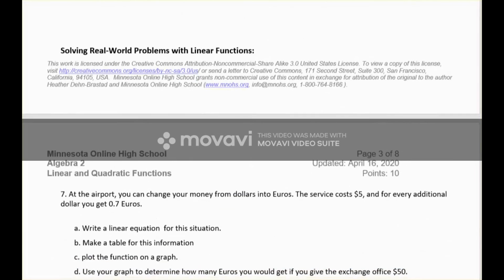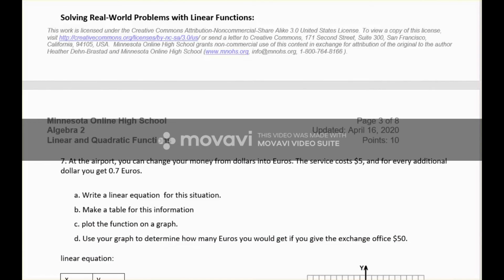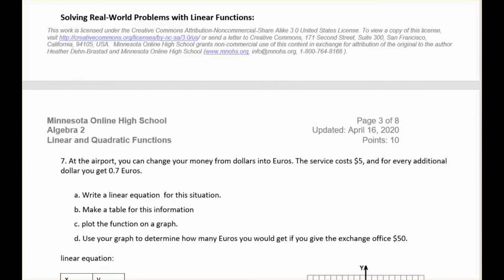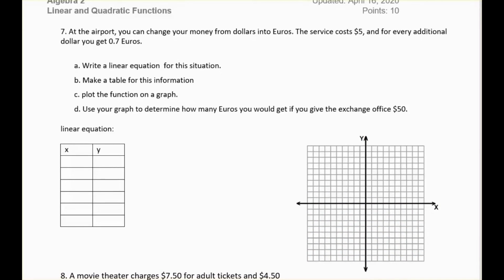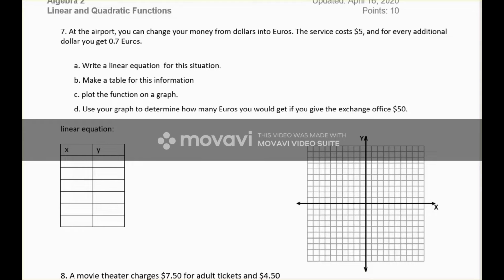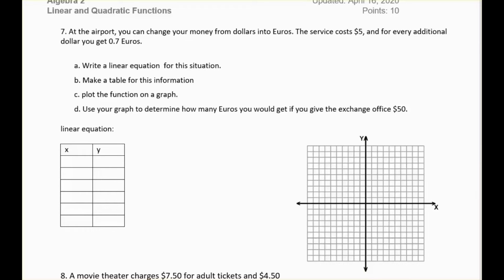Okay, and then you have a couple real-world problems to solve with your linear functions. The first one is at the airport. You can change your money from dollars to euros. This service costs $5, and for each additional dollar you get 0.7 euros. So you're going to write a linear equation for the situation, make a table, pick some different values for x, plot it on a graph, and then answer a question. I'll help you set up the equation for this and maybe start the table.